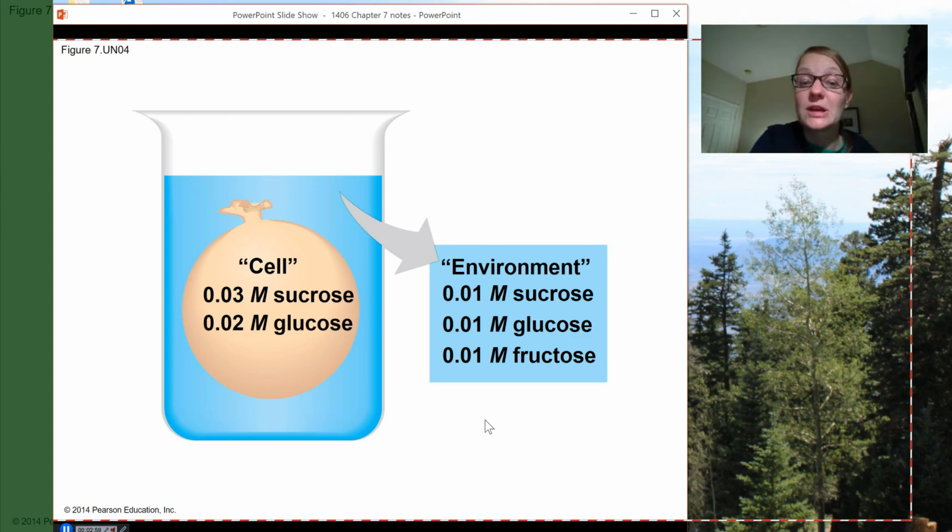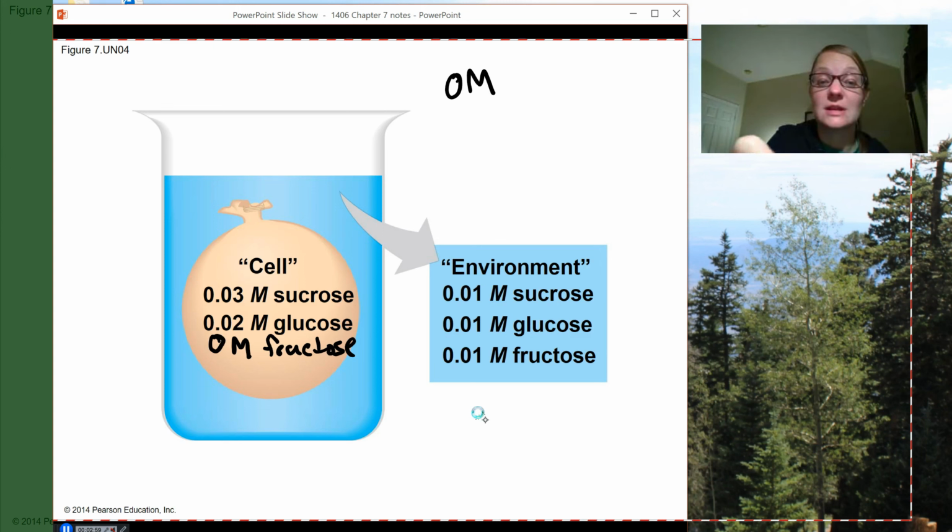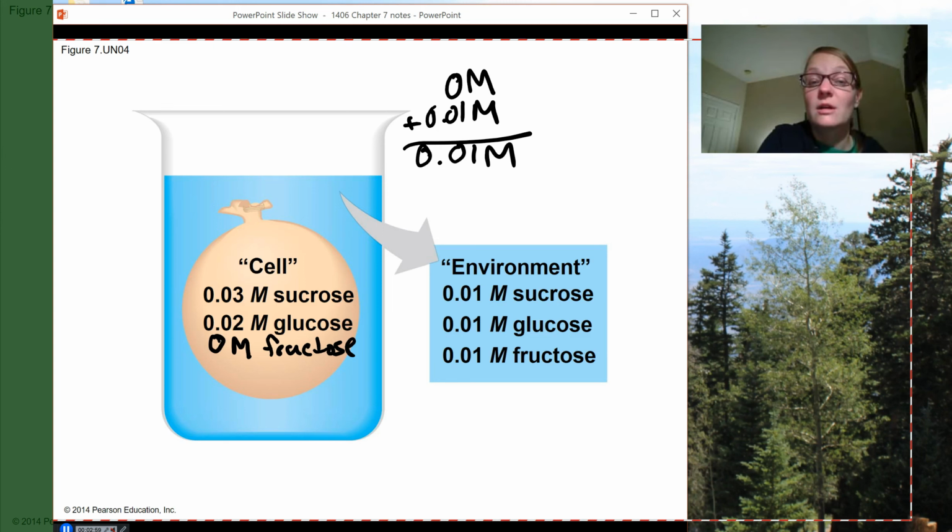Well, this one might be a little bit tricky because we actually don't have any fructose on the inside of the cell. So you might not be sure what to do with that. Technically, you can consider the inside of the cell as having 0 molar fructose. So again, we're going to do the same thing as we did with the sucrose. We want to balance out the fructose concentration. So in this case, we would take 0 molar fructose on the inside of the cell plus our 0.01 molar fructose on the outside of the cell, add those two together, and we get a 0.01 molar total concentration of fructose.